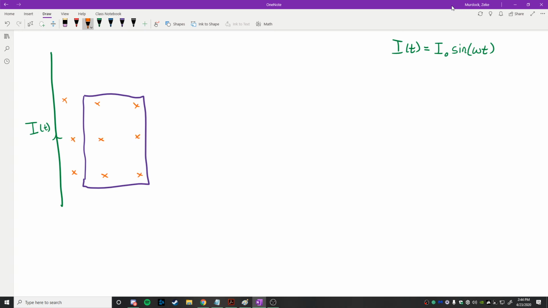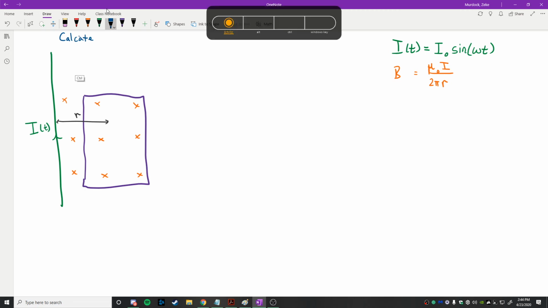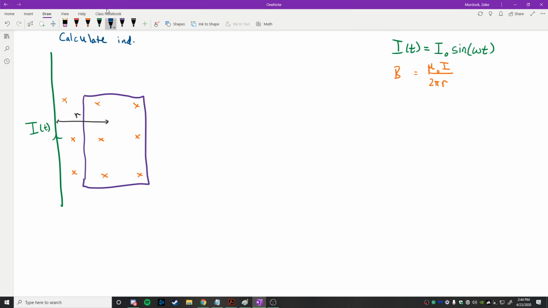Because remember that a wire will create a magnetic field that is equal to, if it's a long current carrying wire, mu naught times the current divided by 2 pi times the distance that you are away from the wire. So if, for example, I were to draw a line here, and I call it R, then at that location, that's the magnetic field. And so the goal here is to calculate the induced current in the loop, and I'll give you some values.